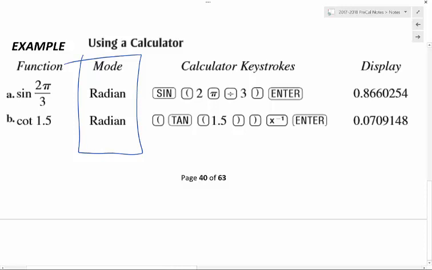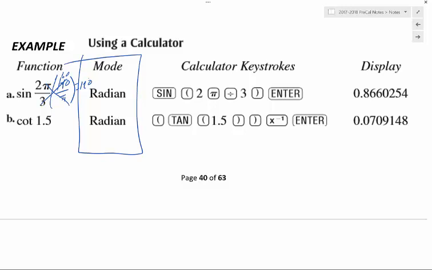If I'm dealing with radians, then I'm going to put the sine of the angle in radians. So 2 pi over 3 is the same thing as 120 degrees. If I type in sine 2 pi over 3, I need my mode to be radian. If I type in sine of 120, I need it to be degrees. You'll get the same answer either way, but you just want to make sure that your mode is correct.